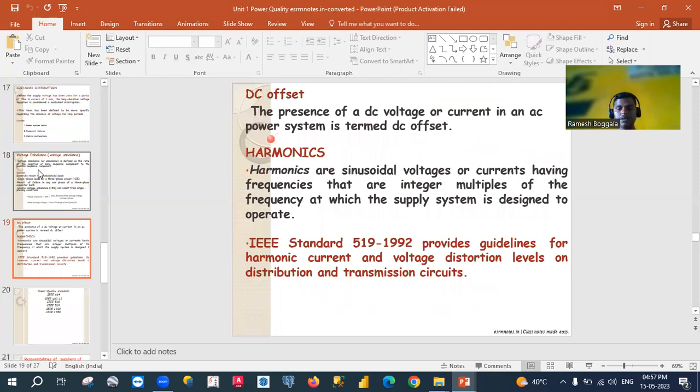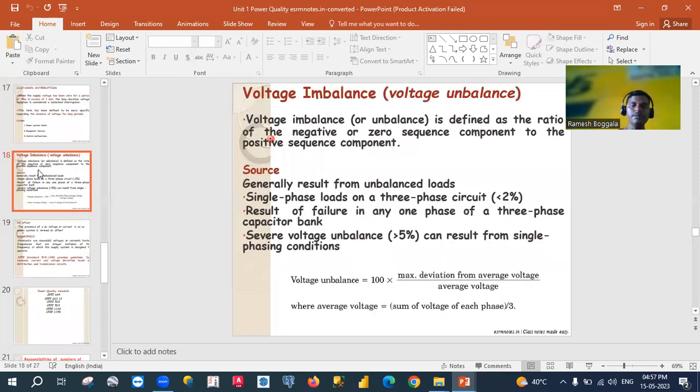This can be obtained as follows. Voltage imbalance is equal to the maximum deviation from the average of the three phase voltages, divided by the average of the three phase voltages, multiplied by 100.